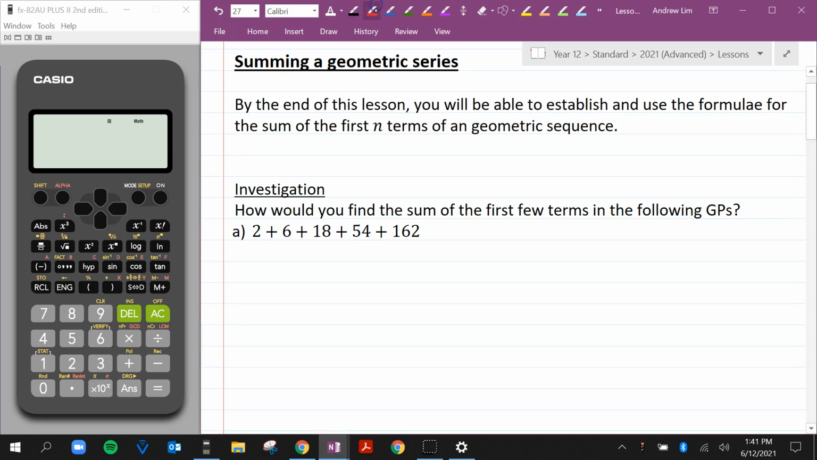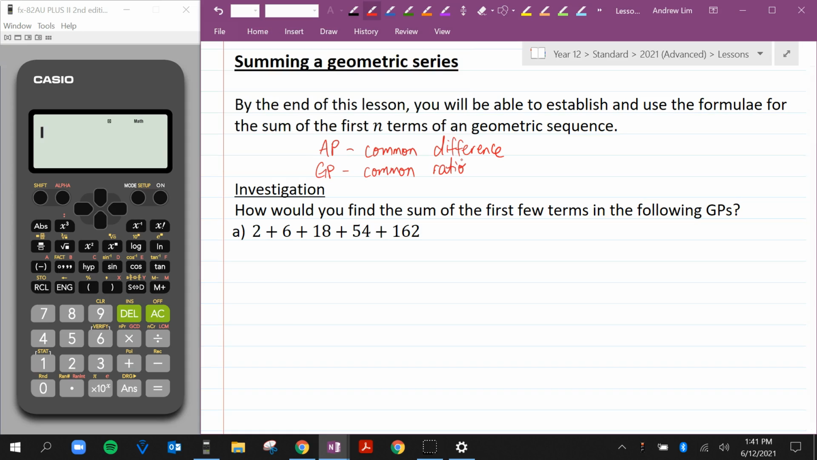So just to refresh our memories, the difference between an AP and a GP is that an AP has a common difference, so it's going up or down by the same value, whereas a GP has a common ratio. It's being multiplied by the same number.